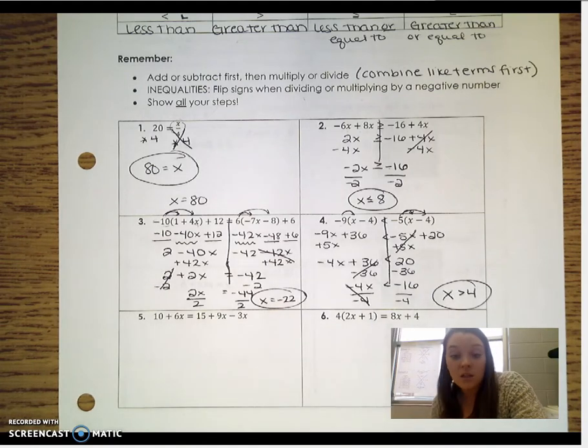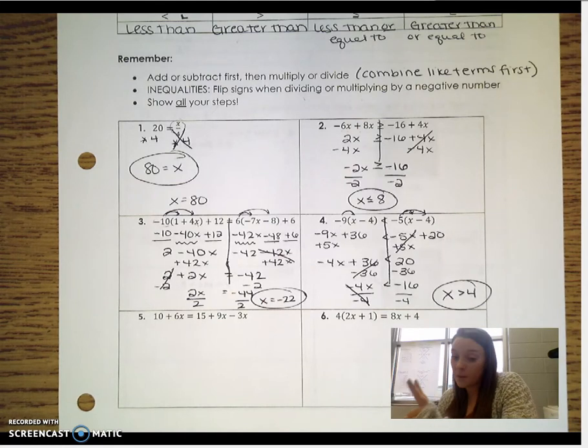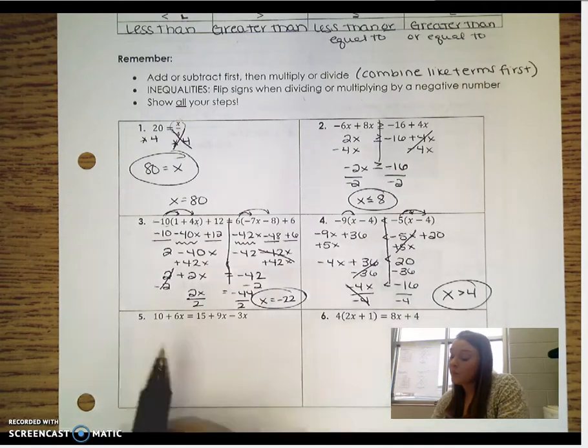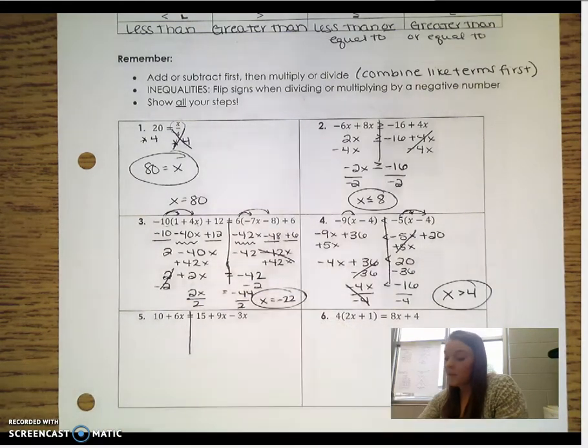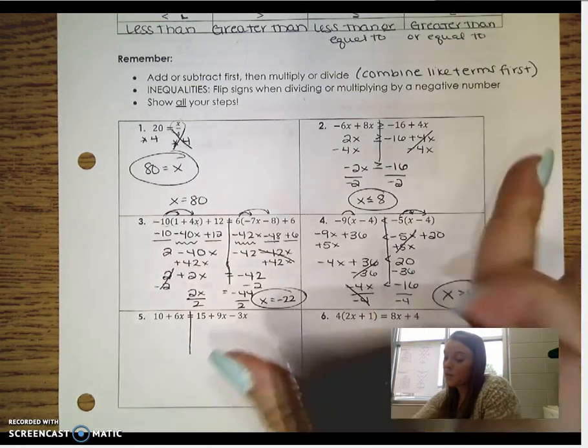Numbers 5 and 6 are a little bit different because those are going to be our special case situations. And when I say special case, there are 2 special case situations for solving equations. You can have no solution or infinitely many solutions, and I have an example of each right here. So number 5, I'm going to do everything exactly the same. So I'm going to draw a line down my equal sign, and then I'm going to combine like terms.